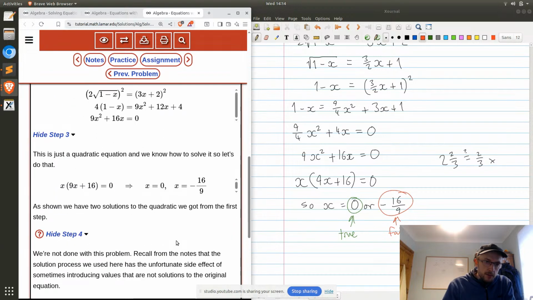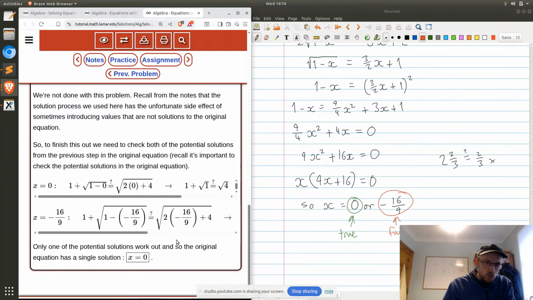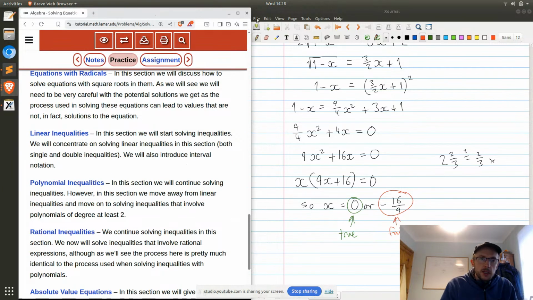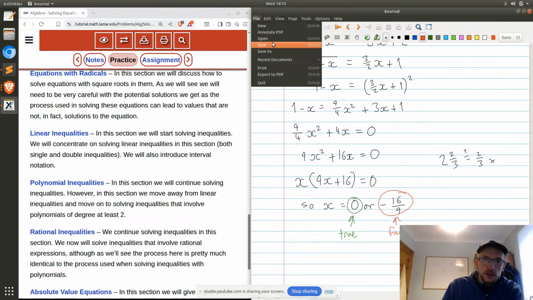Okay, we're in agreement. And that's all correct, and that's good. That's good. So equations with radicals is done.